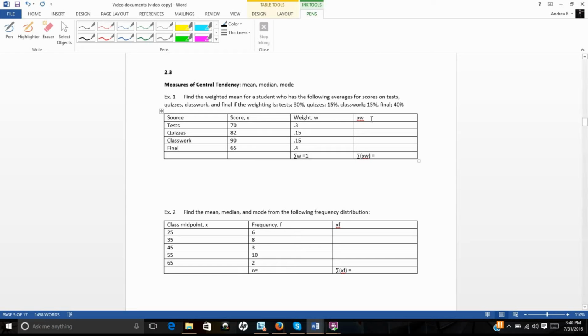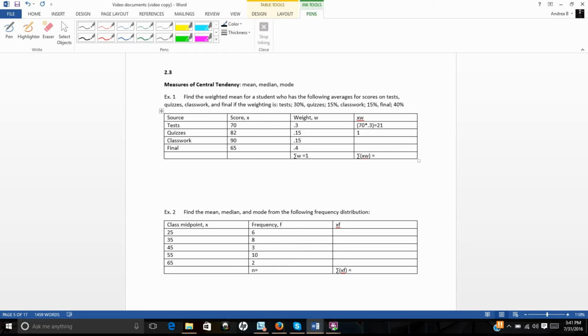And then what we do next is we need to multiply together the scores and the weights. In this case, for the first value, I'll put it in parentheses as a reminder, we do the 70. And then we multiply that times the 0.3. So for this first one here, we get 21. And the next one, we do the 82 times 0.15. Once again, we multiply those together. That's what the XW at the top there means.